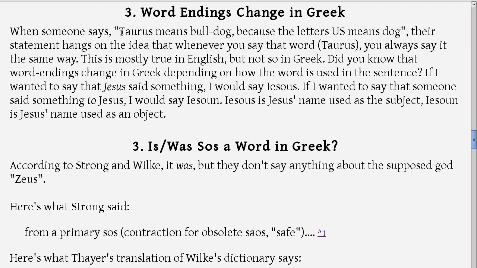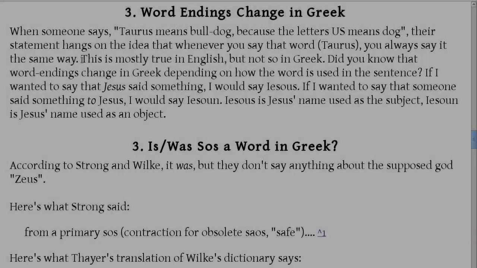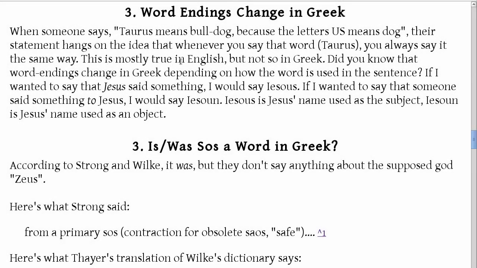This is mostly true in English. Most of the time, words stay the same in English. There are times when words change, though, or different words are used. So this is mostly true in English, but not so in Greek. Did you know that word endings change in Greek depending on how the word is used in the sentence? If I wanted to say that Jesus said something, I would say Iesus. Again, a Greek word transliterated into English characters or letters.